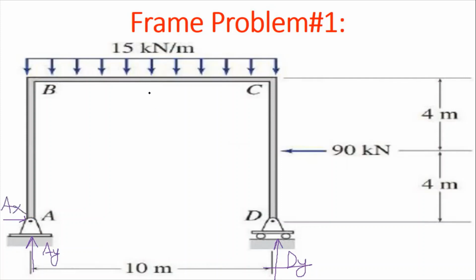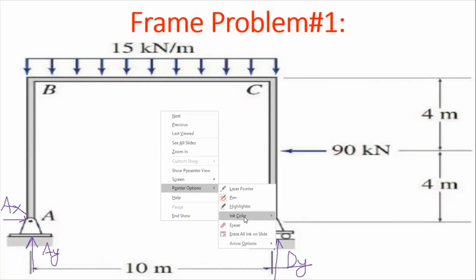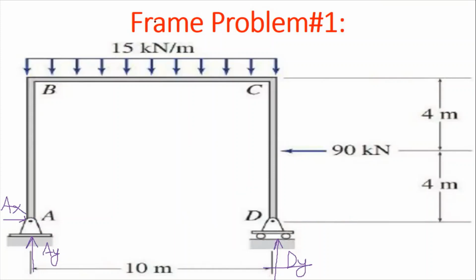So what we have to do, first we have to convert the UDL into its concentrated load. So how can we do that? Let's do it right now. For example, I'm taking a red marker over here and I'm going to write it here. Its length is 10 meter, it is around 10 meter. So we are going to convert it into a concentrated load.